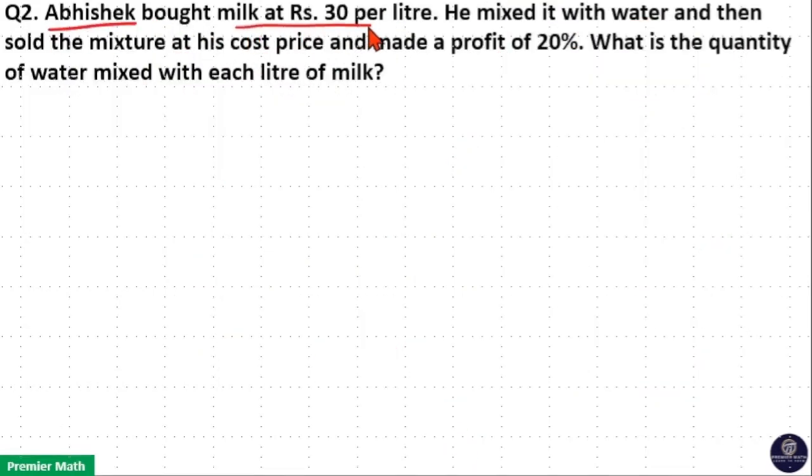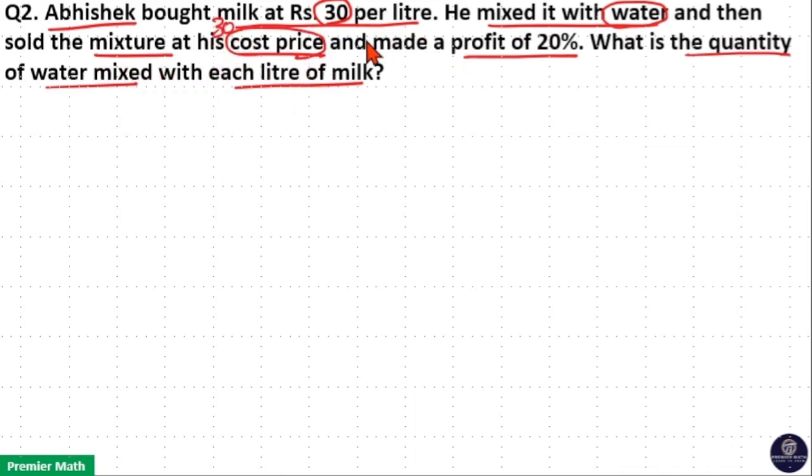Abhishek bought milk at rupees 30 per litre and he mixed it with water, then sold the mixture at his cost price and made a profit of 20%. What is the quantity of water mixed with each liter of milk? Here, Abhishek bought 1 liter of milk at 30 rupees. Then he mixed it with water and sold this mixture at cost price, means at 30 rupees, and made a profit of 20%. Here 30 cancels, which means this 20% profit comes from the amount of water added. That is, this 20% reflects the water quantity.